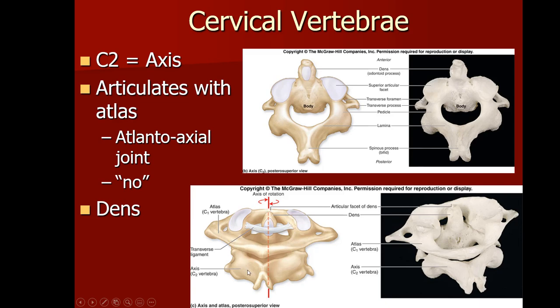So this is C1, this is C2. You notice that the axis, which is C2, has the dens sticking up, and it basically allows it to rotate. It forms something called a pivot joint. So envision your head moving like you're shaking your head no. That's the atlas rotating around the dens of the axis. And you can see now why they call it the axis, because it basically forms an axis.